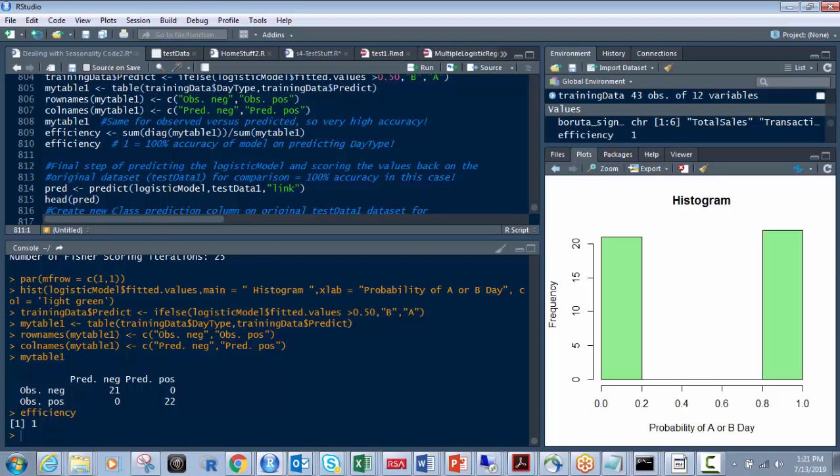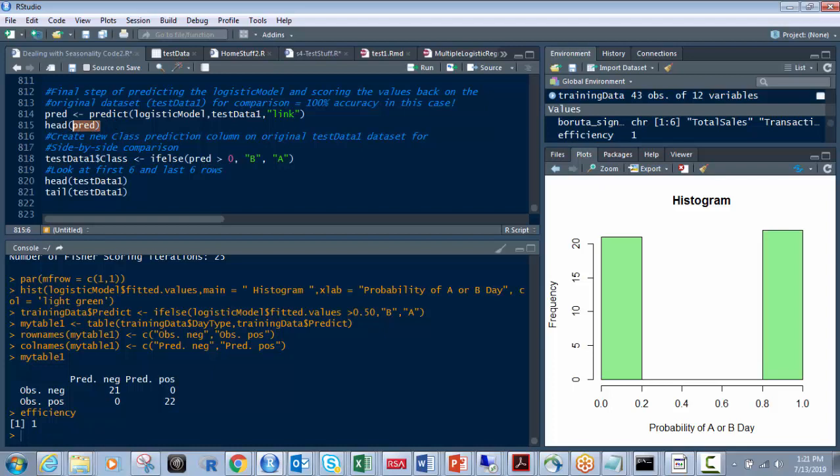So let's go and do the final step. What we're going to do is we're going to predict our logistic model and score the values back to our original data set. Remember, the original data set is called test data 1. We're not using test data. We're not using training data now. All right, so you use this piece of code right here, which is the predict function on our logistic model of the test data 1 data set with link. That's what we do, and it goes into this new data frame called pred. And then what we're going to do is we want to show the head of it, and let's see what that shows.